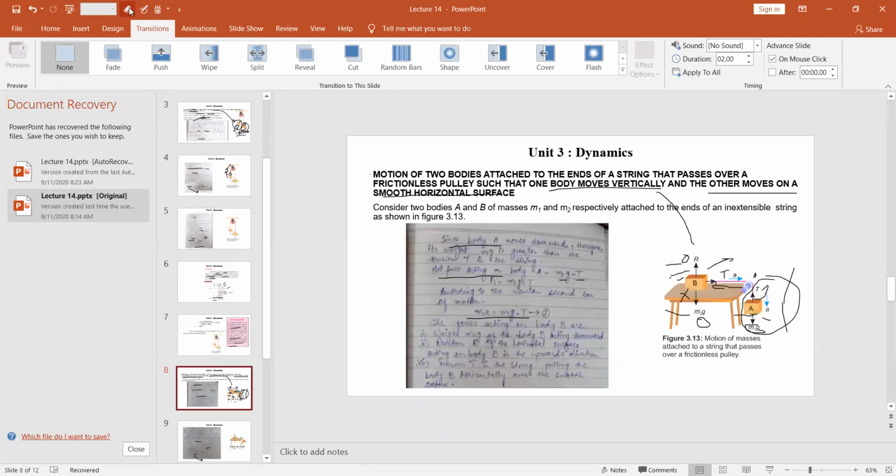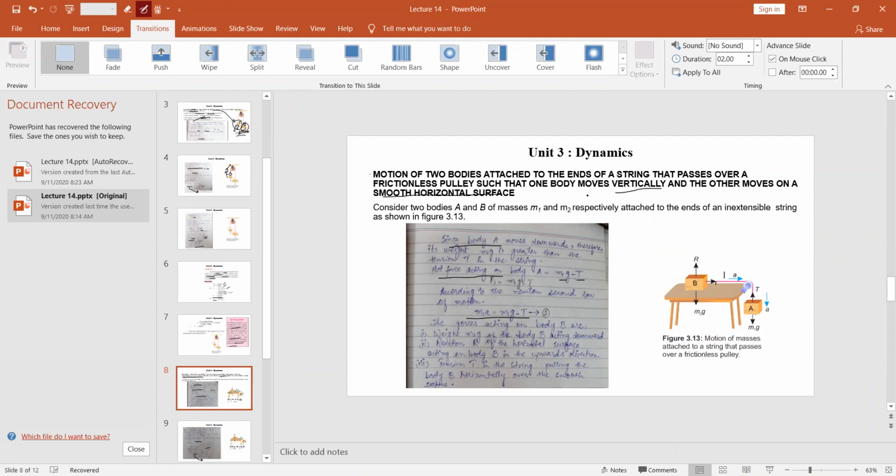So our next topic is the motion of two bodies attached to the ends of a string that passes over a frictionless pulley, such that one body moves vertically and the other moves horizontally.